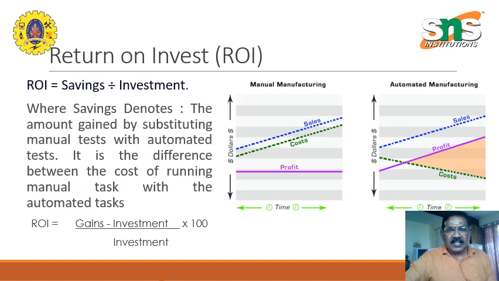The savings is given by the amount gained by substituting manual tests with automated tests. It is the difference between the cost of running the manual task and the automated task. ROI is also given by gains minus the investment, divided by the investment, and as a percentage you multiply it by 100.